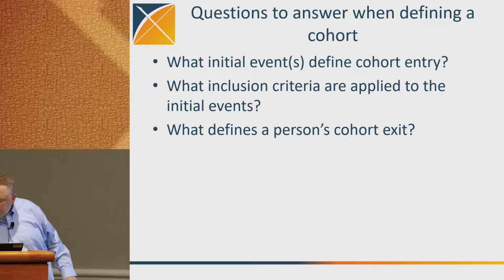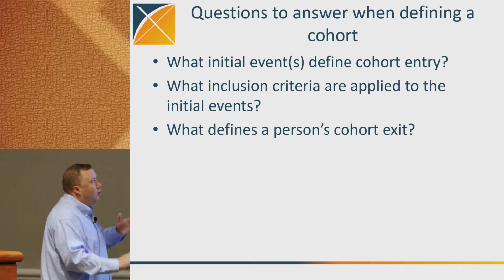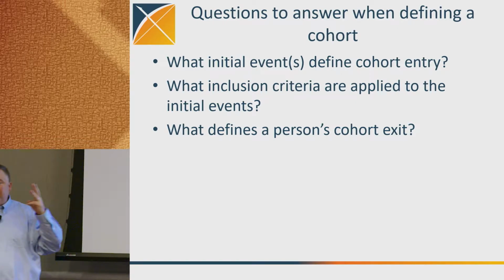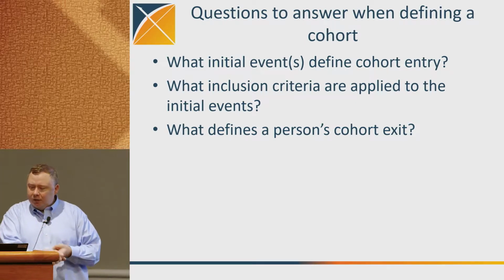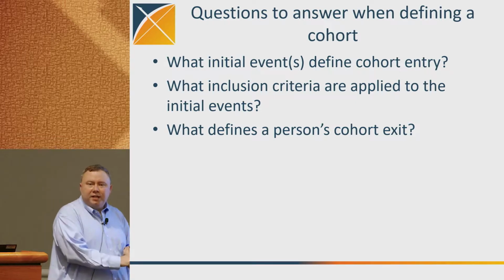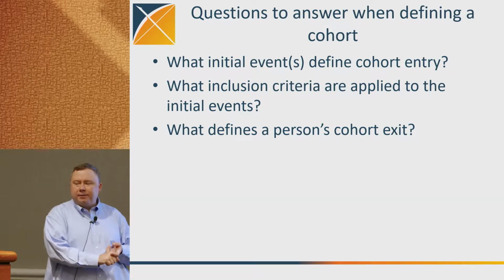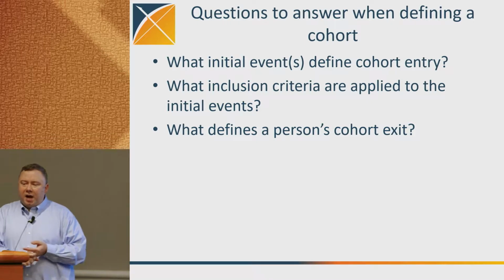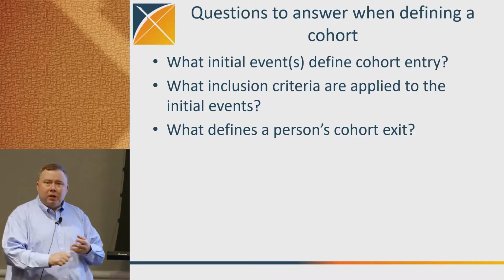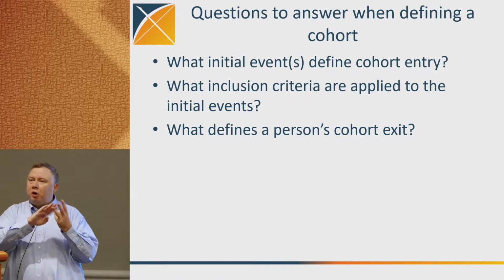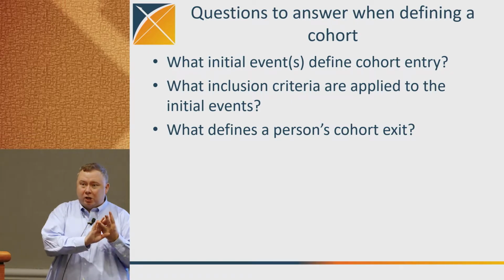So the questions that you're going to be answering when defining a cohort are the following three. What initial events define cohort entry? What inclusion criteria are applied to the initial events? And what defines a cohort's exit strategy, a person's cohort exit? You should be asking yourself those three questions whenever you're defining a cohort.